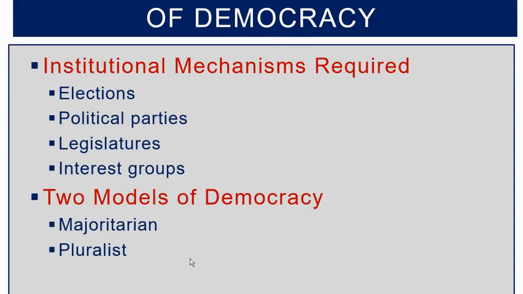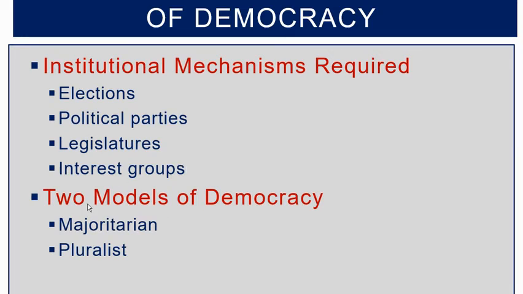Okay. In order for a democracy to work, there have to be certain institutional mechanisms required. You have to have elections. Political parties are not always fun, but I think they're very much necessary. You need legislatures, in other words, groups of people where they make the laws. You need interest groups that represent groups of people. You know, they have a bad name right now, but they're very important in our democracy.